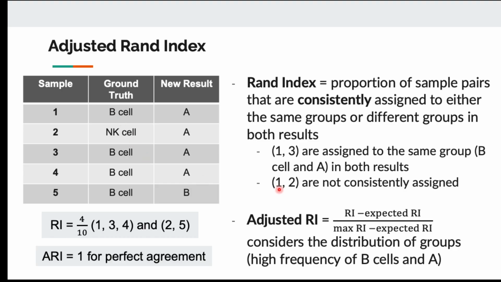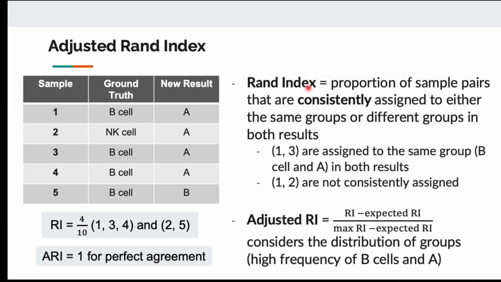But if you consider cell 1 and cell 2, like sample 1 and sample 2, in the ground truth, we know that these are not the same cell type, B cell and NK cell. But after integration, we call these the same cell type. So now we know that for 1 and 2, the result disagrees with the ground truth. So what the Rand index does is you're going to pair up all these possible 5 choose 2 possibilities. There are 10 possibilities. And for each one, you're going to count, do they agree between the ground truth and your result, or do they disagree?